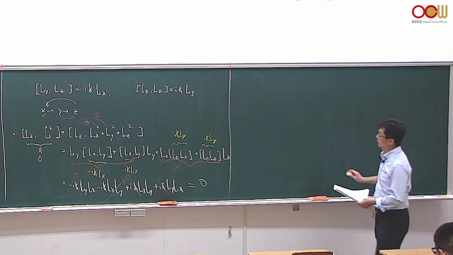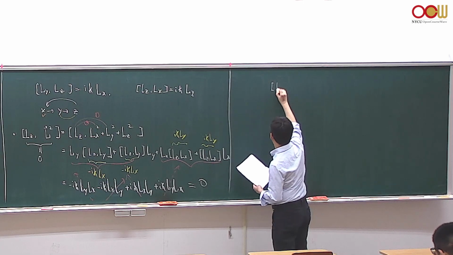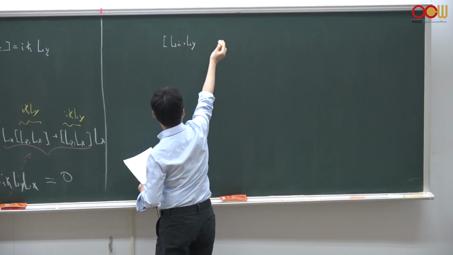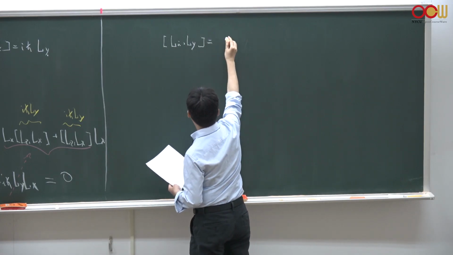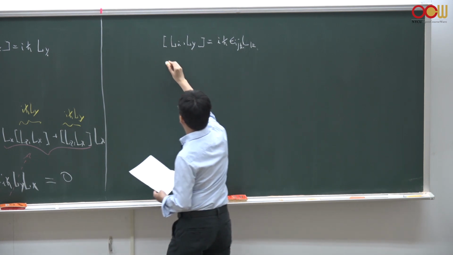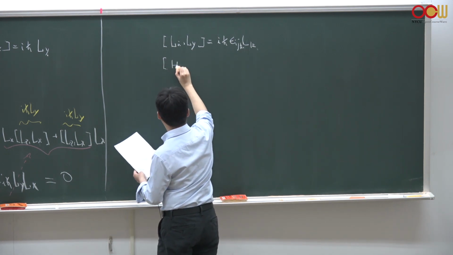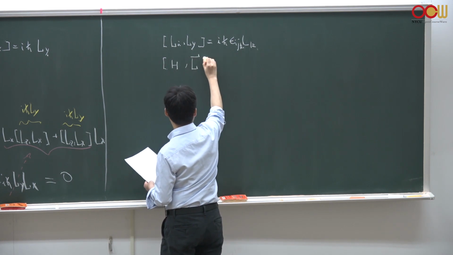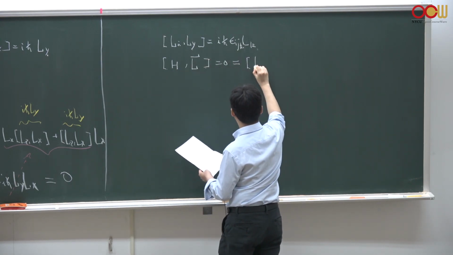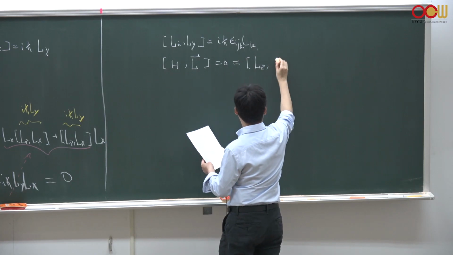However, you know very well that any two of these angular momentum operators do not commute. But you know that H commutes with the L vector, and also you know that Lz commutes with L squared.